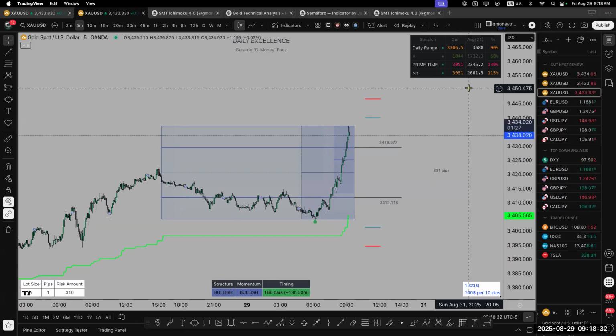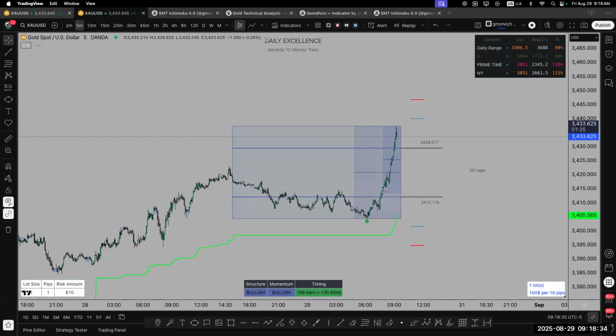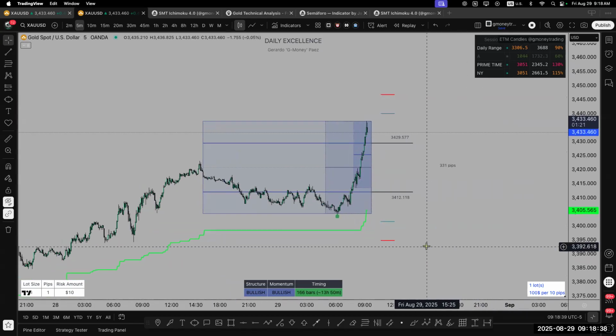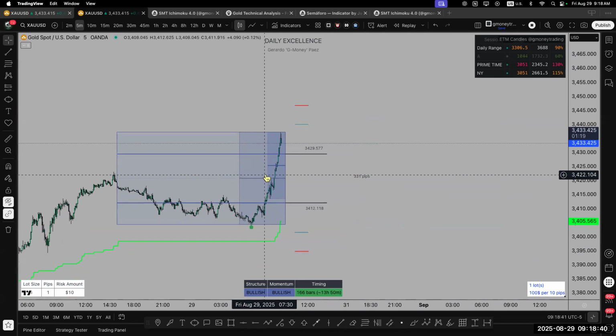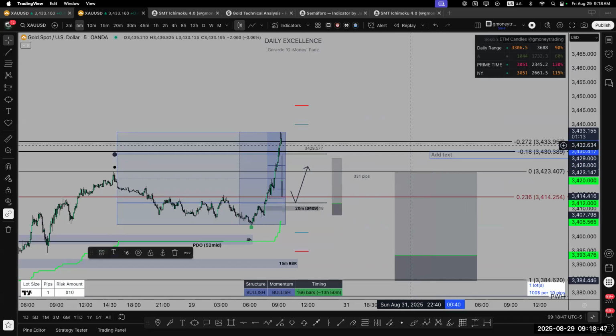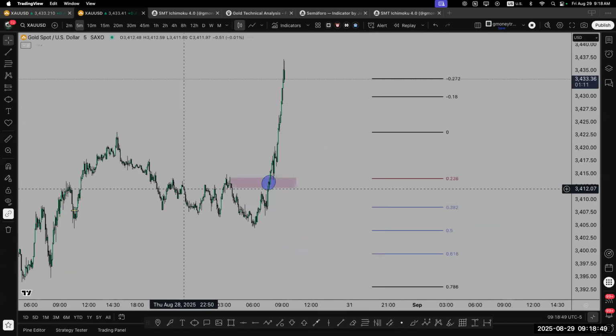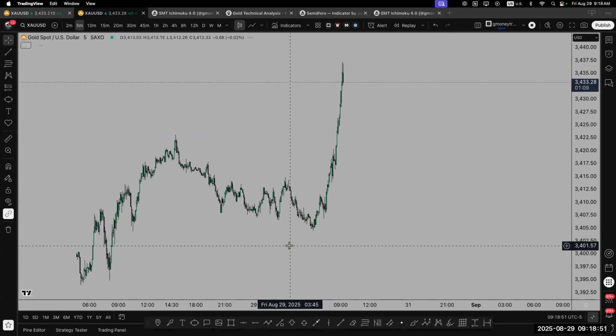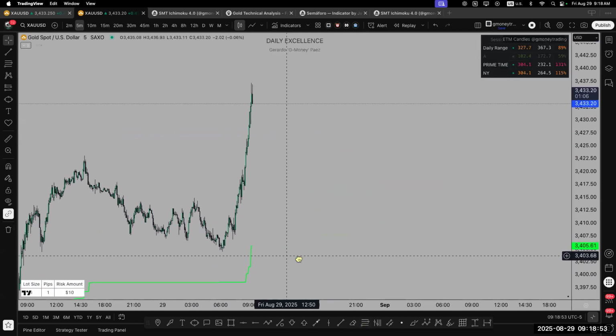Let me hide the video panel so you have full access. All right, guys. So here I'm going to show you the perfect setup for the SMT indicator. Just look at that price fly, guys.